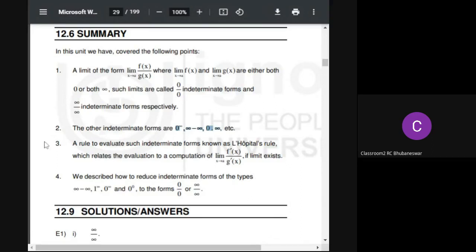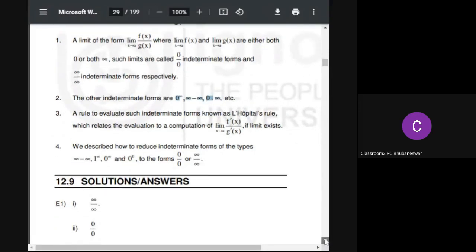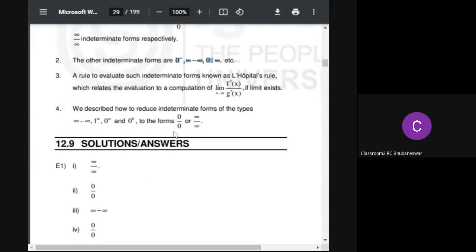Now, point number 3 is the rule. The L'Hopital rule is a rule to evaluate the indeterminate forms that appear in limits, and you can overcome this indeterminate form if we apply the L'Hopital rule. And finally, some other indeterminate forms can be reduced to 0 by 0 form or infinity by infinity form. And these forms are infinity minus infinity, or 1 to the power infinity, or 0 to the power infinity, or 0 to the power 0.